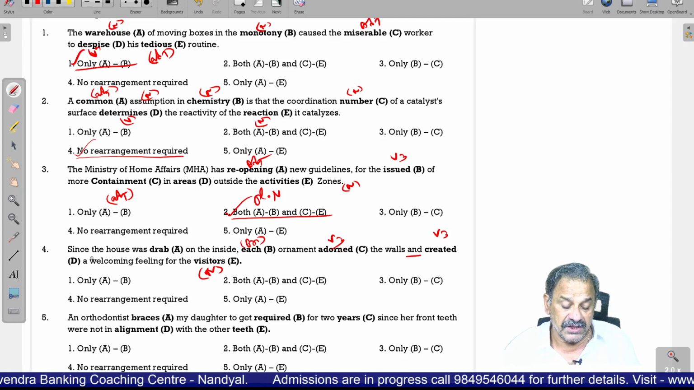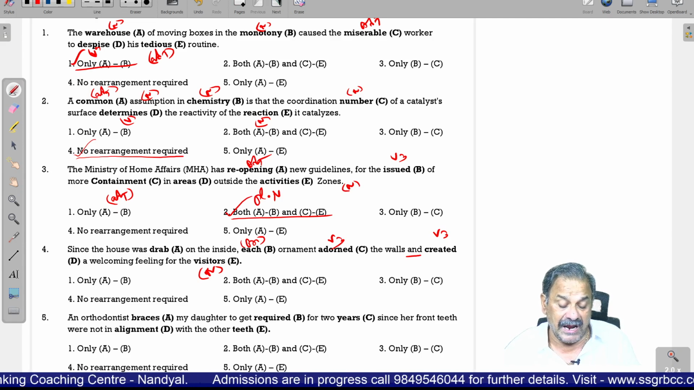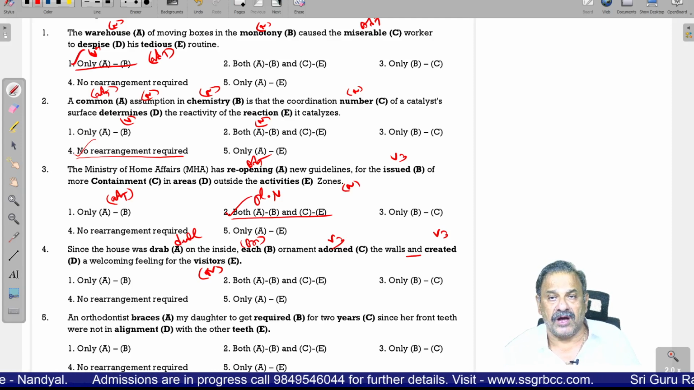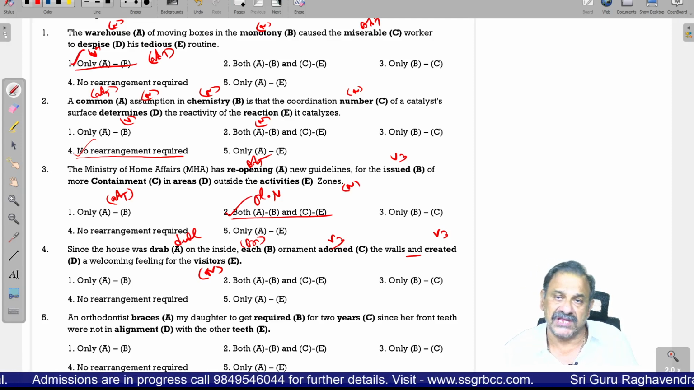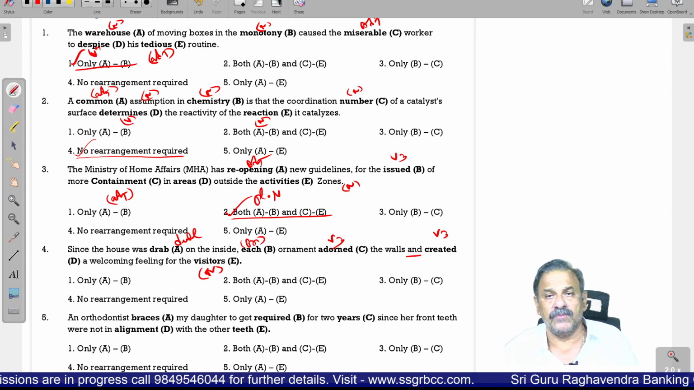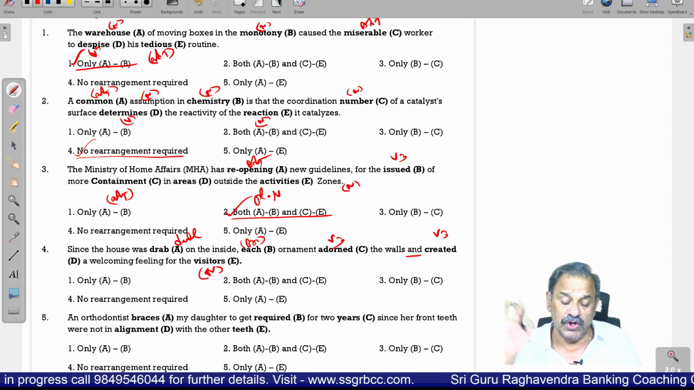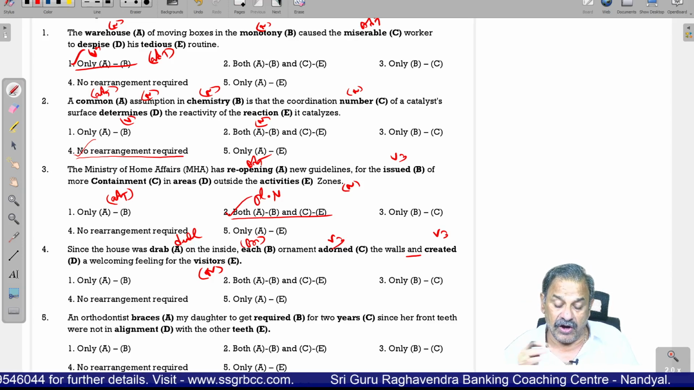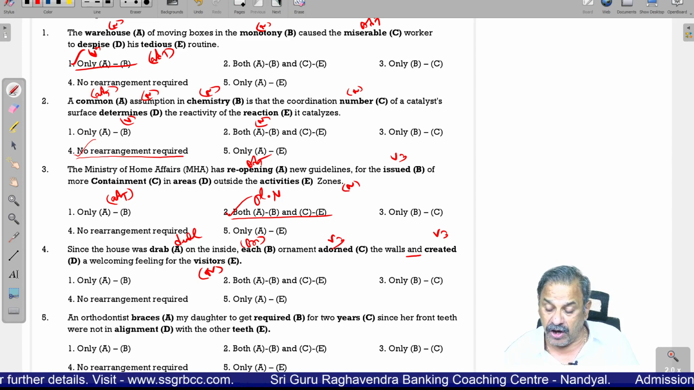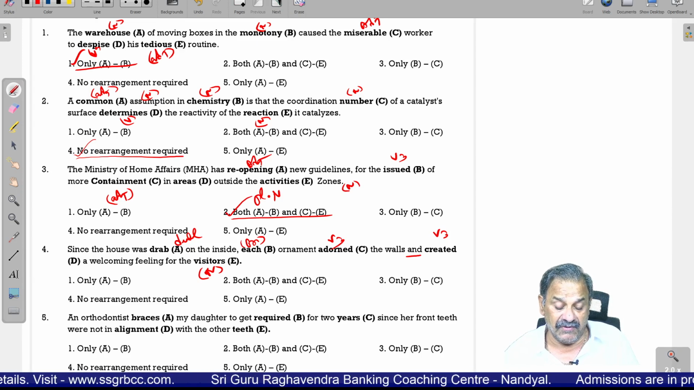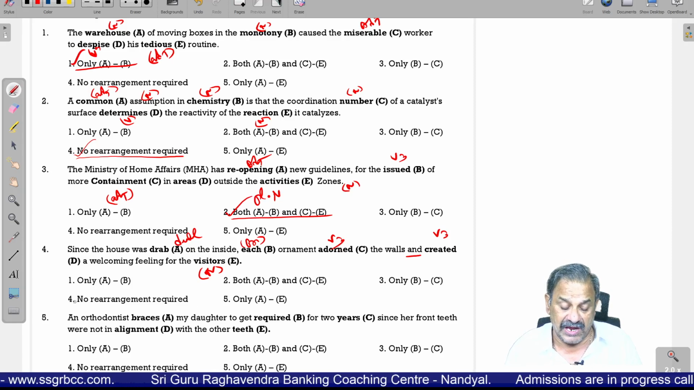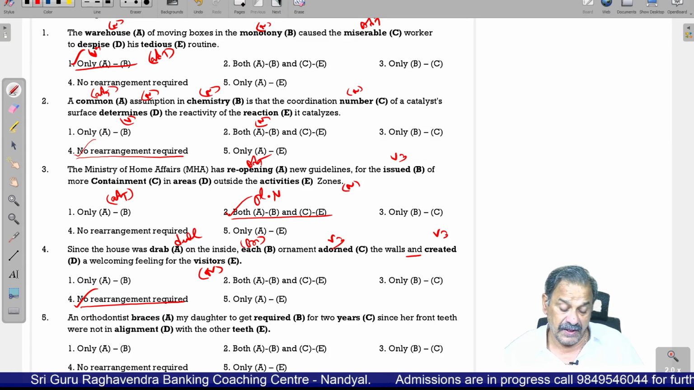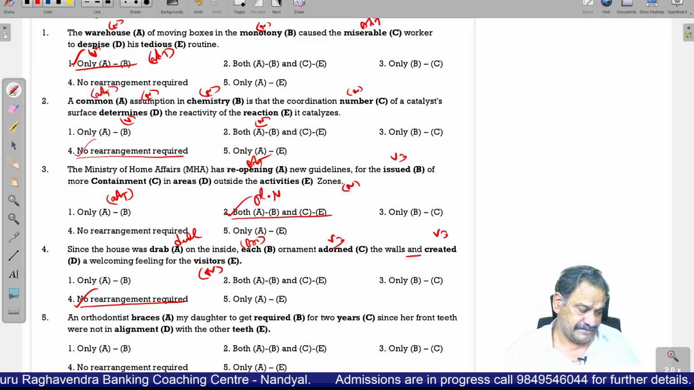Then, since the house was drab means dull. See, after is, was, are, were, am, be, we may use second form of the verb, or you may use third form of the verb, or you may use adjective. Here you have to use adjective. So, since the house was dull or drab on the inside, each ornament adorned the walls and created a welcoming feeling for the visitors. As per the context, no rearrangement is required. Then, next, fifth one.